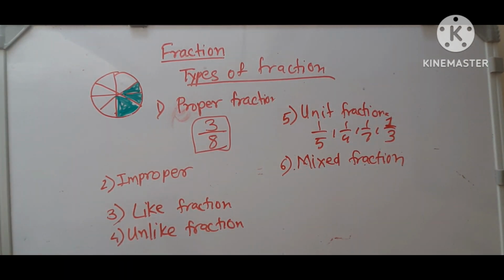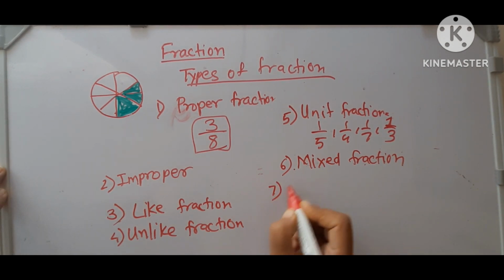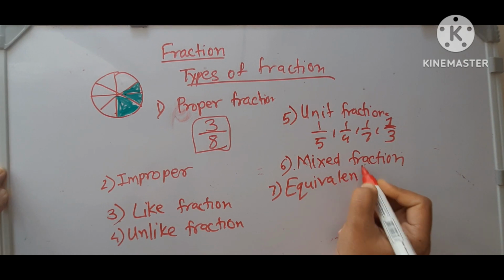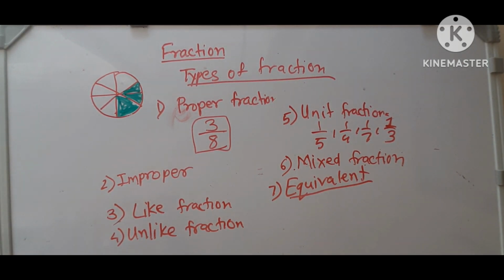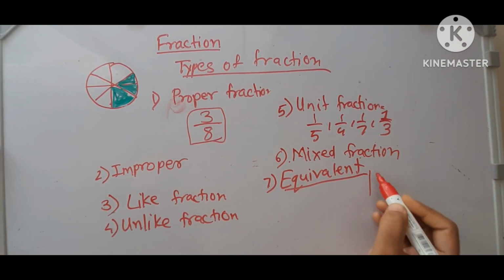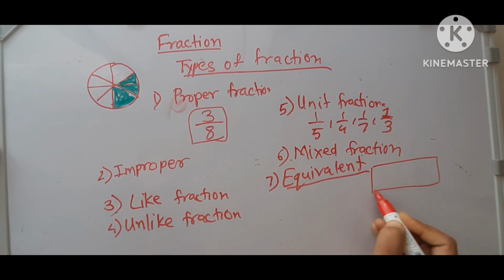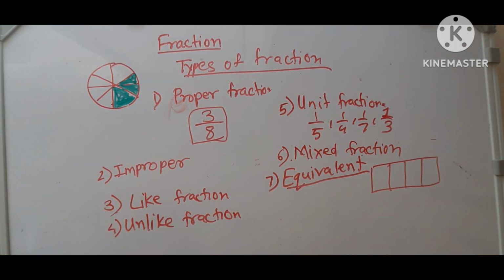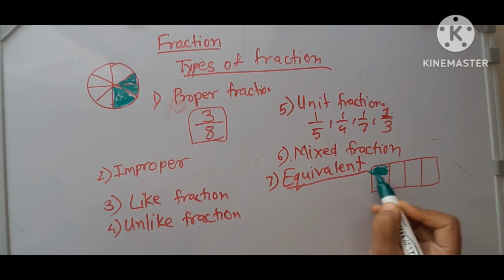And the next one is the last one, equivalent fraction. Equivalent fractions are fractions that have the same value. They are representing the same value. Then they are known as equivalent fractions. To understand equivalent fractions, suppose I have this diagram here. It's divided into 4 rectangles here. Okay. And suppose 2 of them are colored.